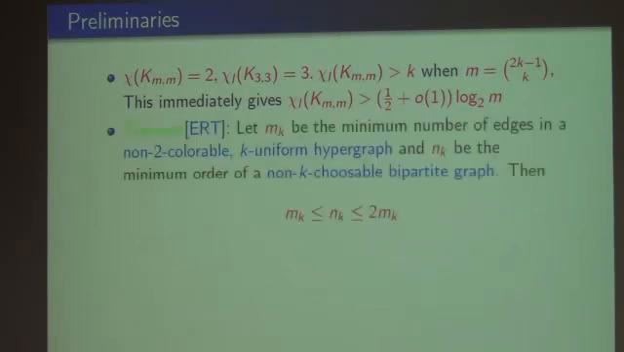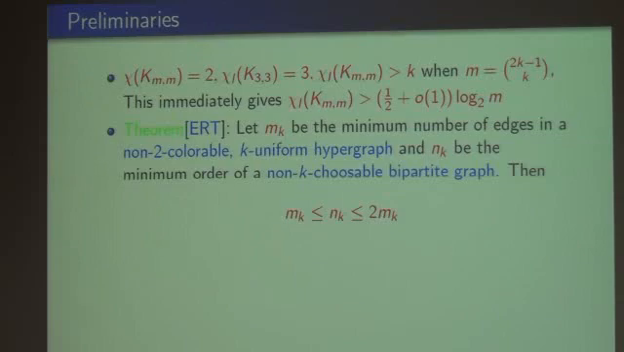For that, the old theorem of Erdős, Rubin and Taylor comes in useful. It's a relation between two parameters, m_k and n_k. m_k is the minimum number of edges in a non-two-colorable k-uniform hypergraph, so a k-uniform hypergraph that you cannot color in two colors, with the smallest number of edges. And n_k is the minimum order of a non-k-choosable bipartite graph. That's what we want, right? We are looking for non-k-choosable bipartite graphs, so we want the value of k here. They showed that n_k is bounded between m_k and twice m_k.